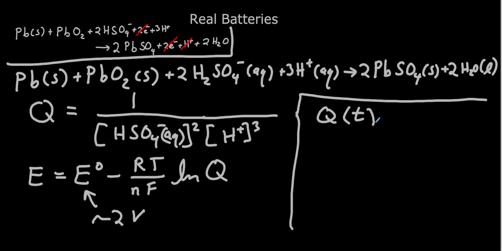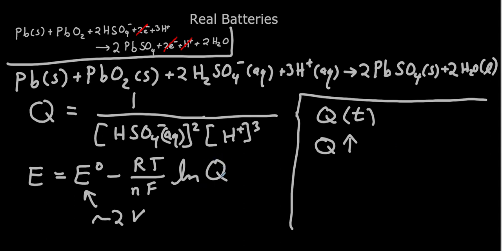Okay, well, we can look at the Q value here, and we can see that over time we're going to be decreasing the concentration of hydrogen sulfate and of hydrogen ion because they're reactants. We're going to be using them up. So this is going to get smaller and smaller, and so Q is going to get bigger and bigger. So Q is going to go up over time.